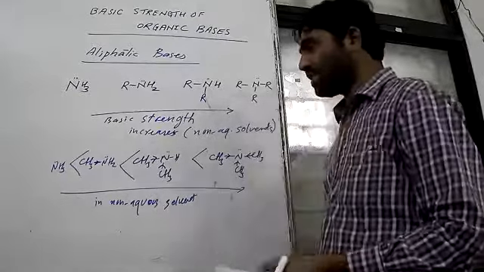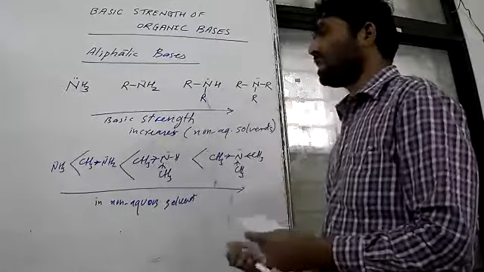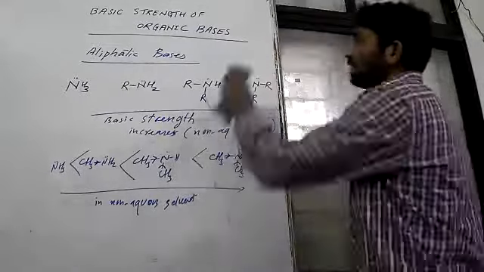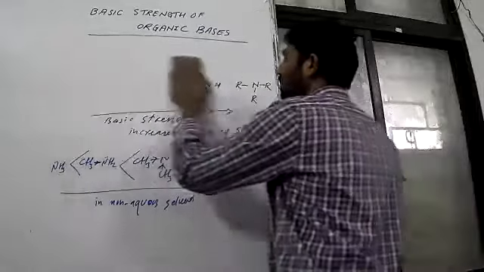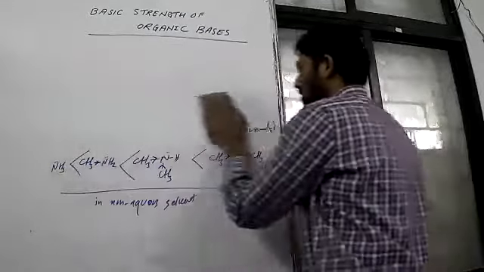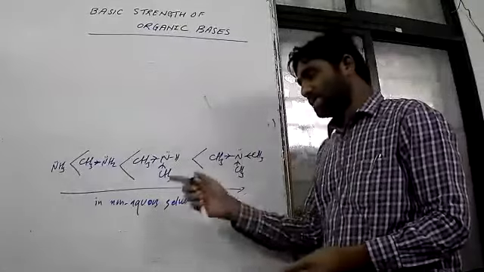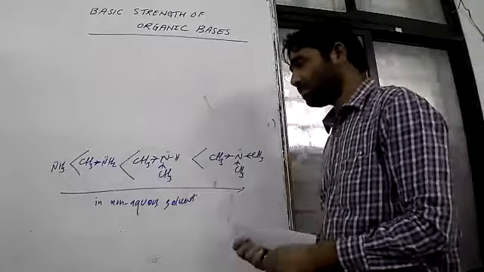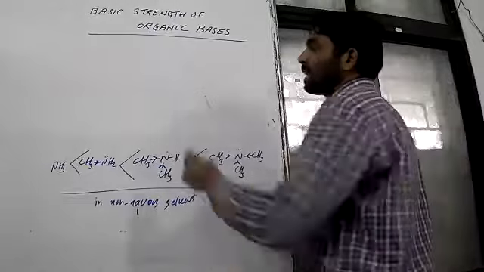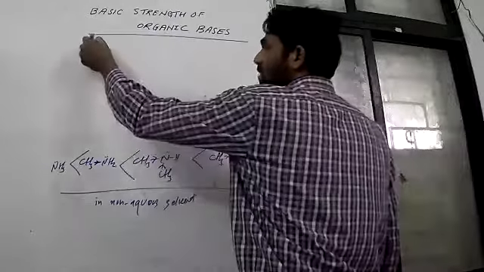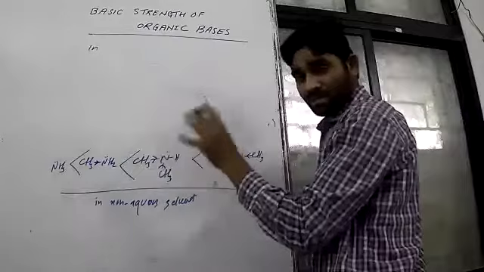The four factors we have learned, one of them is solvation. Solvation is the factor which is responsible for abnormal behavior according to this concept. See now, what will happen in aqueous solvent? So this is a specific paragraph.